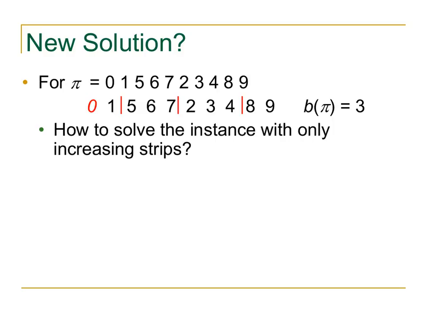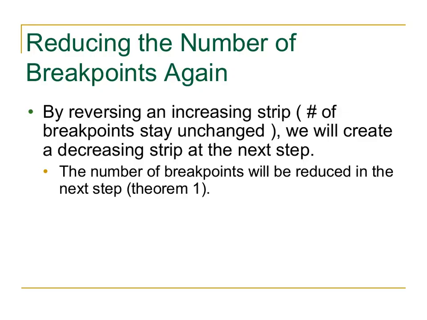How do we proceed? Building on that insight, here's a simple 2-step move that always lowers our breakpoint count. First, we reverse an increasing strip. This alone doesn't immediately change b pi, but it turns the strip into a decreasing one. Next, we invoke Theorem 1 to flip this newly formed decreasing strip, and that's what actually reduces the total number of breakpoints. In other words, each cycle of reversing an increasing strip and then its freshly created decreasing counterpart guarantees a net drop in b pi.